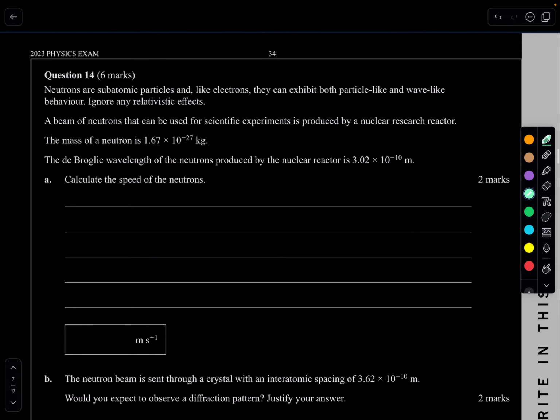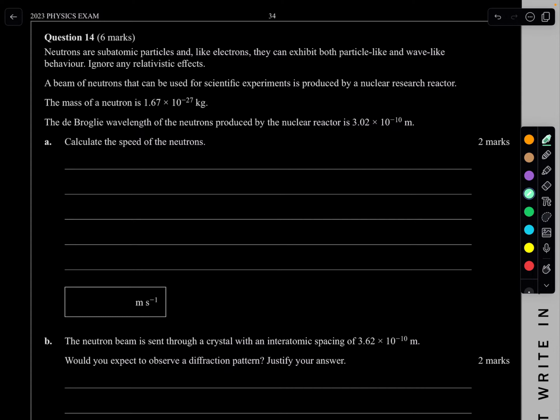Question 14. Neutrons are subatomic particles, and like electrons, they can exhibit both particle-like and wave-like behavior. Ignore any relativistic effects. A beam of neutrons that can be used for scientific experiments is produced by a nuclear research reactor. The mass of the neutron and the de Broglie wavelength of the neutron are given. Find the speed of these neutrons.